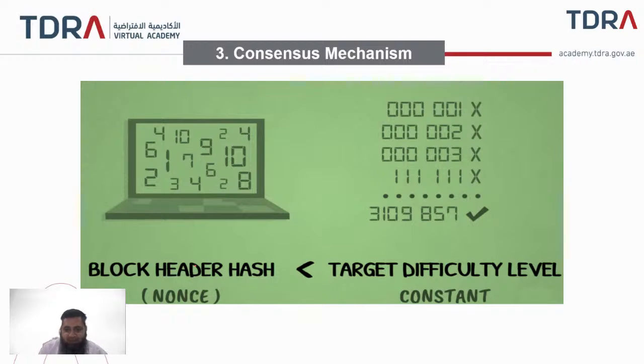The block header hash and the target difficulty level. As I have shown you earlier, here are the target difficulty levels. So these are all not accepted, but this is accepted. When it is accepted, then this becomes part of an accepted block in the blockchain.